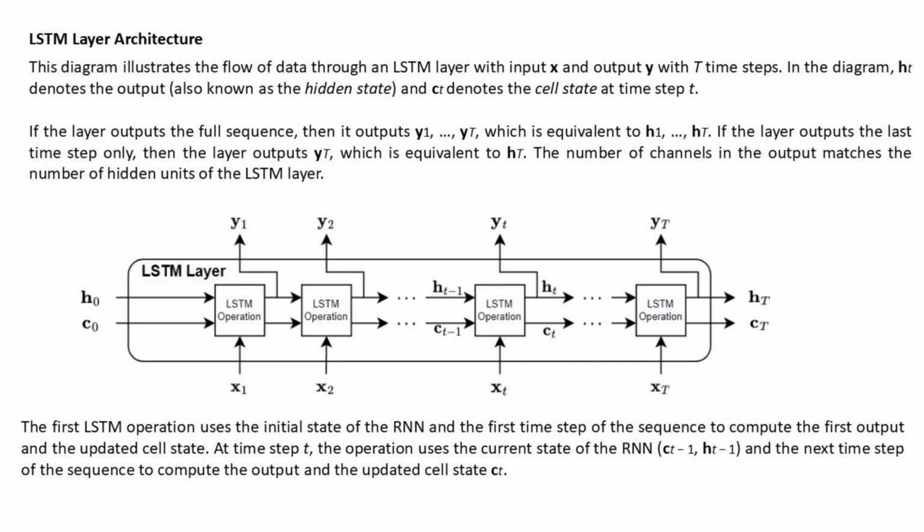The first LSTM operation uses the initial state of the RNN and the first time step of the sequence to compute the first output and the updated cell state. At time step t, the operation uses the current state of the RNN, ct-1, ht-1, and the next time step of the sequence to compute the output and the updated cell state ct.